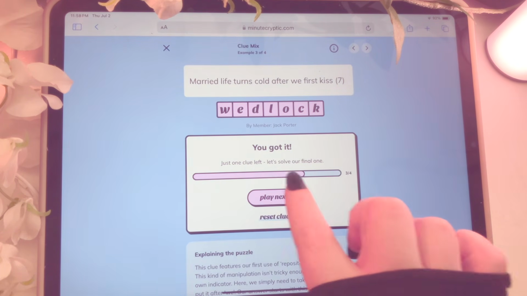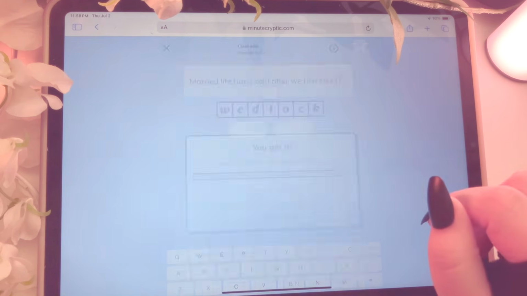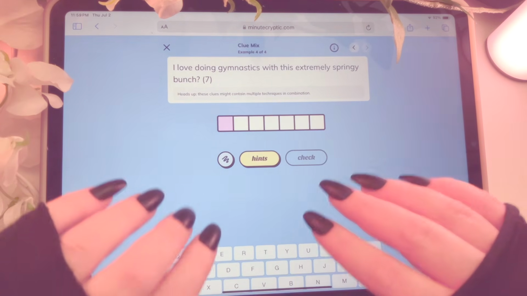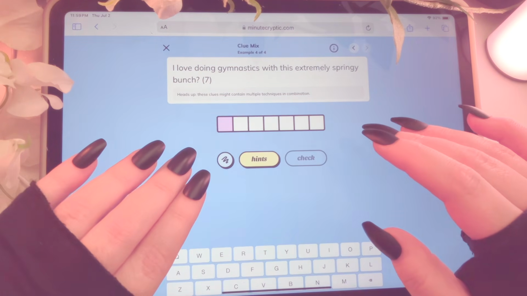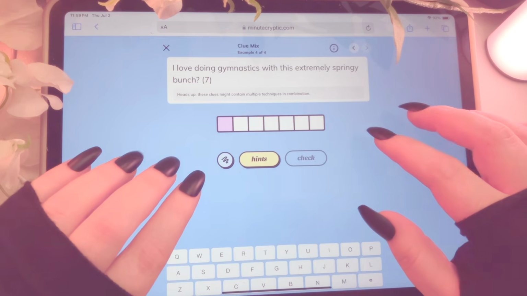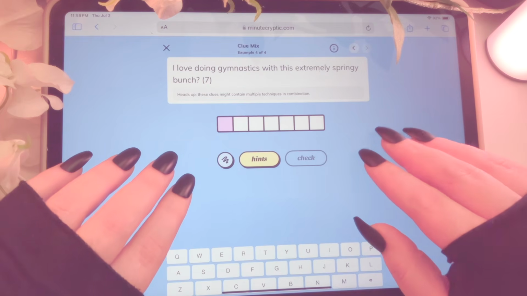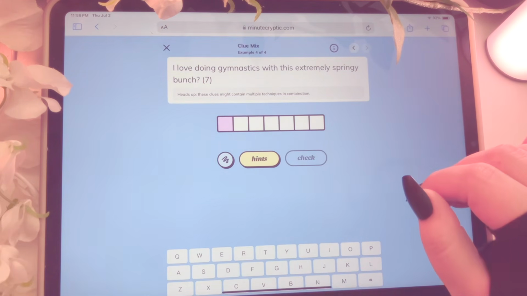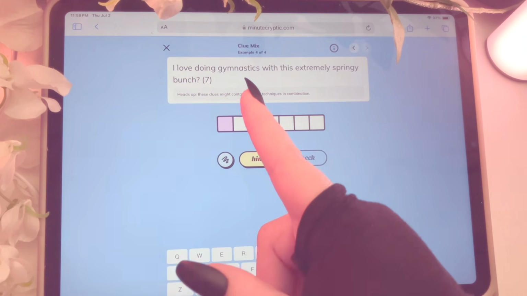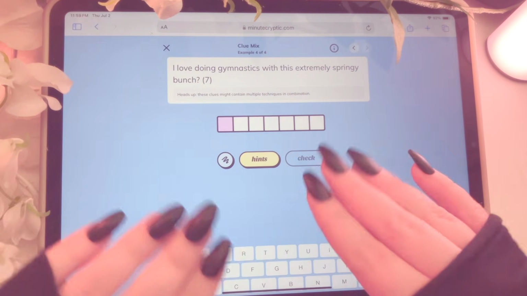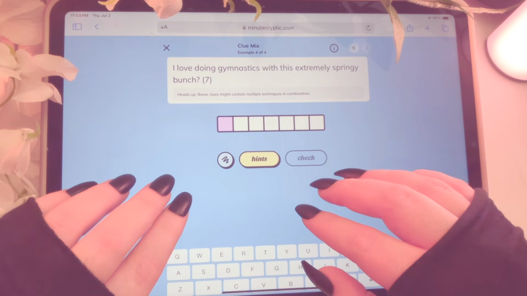Alright, we're going into the very last one of the letter play course. And our final clue is, I love doing gymnastics with this extremely springy bunch. What are you talking about? Okay, gymnastics could be an anagram indicator. Other than that, I am so confused.